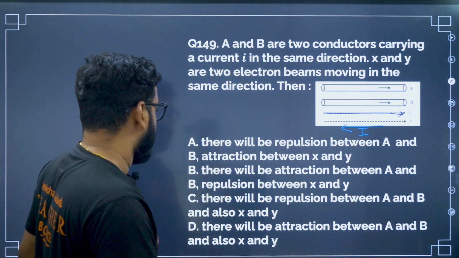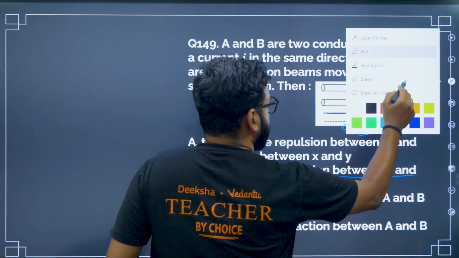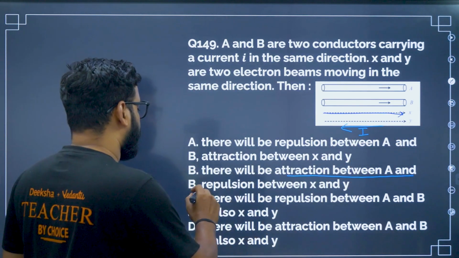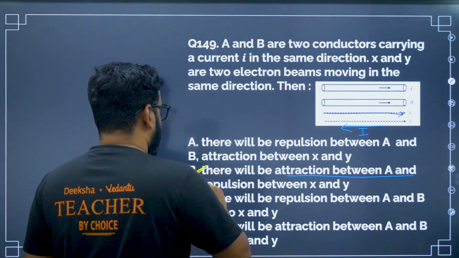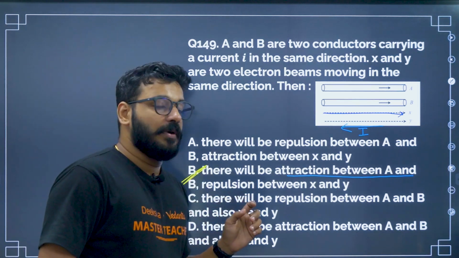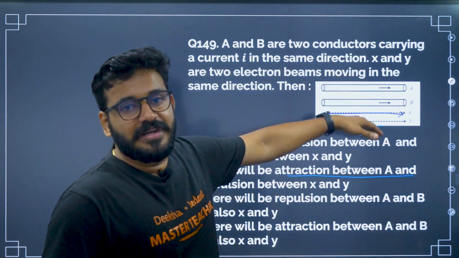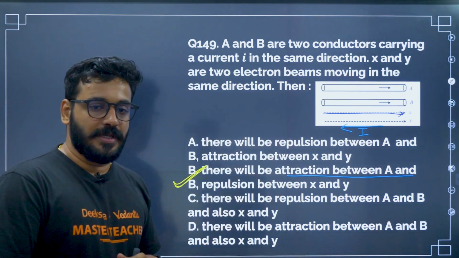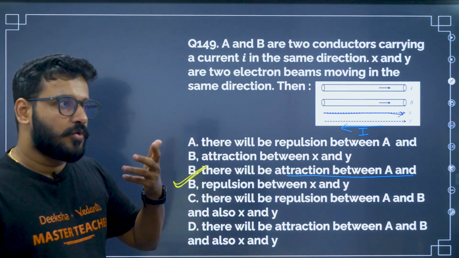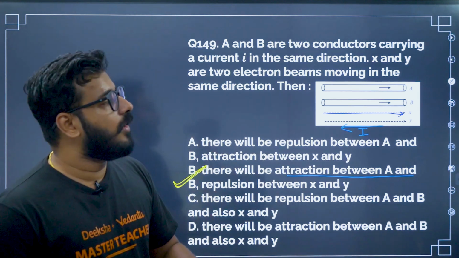They will attract. There will be attraction between A and B. But since electrons are giving an opposite conventional current, there will be a repulsion between X and Y. So the correct answer is attraction between A and B, repulsion between X and Y. A and B will attract each other, but they will repel X and Y. That's what they ultimately mean. So the correct answer is option B. Pretty intuitive. You can definitely get it since you know the parallel conductors, which direction will give attraction, which will give repulsion, all that.